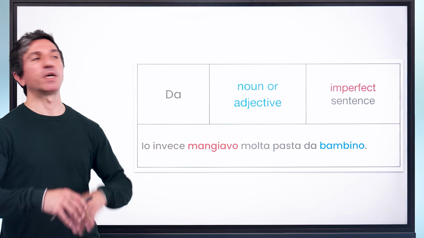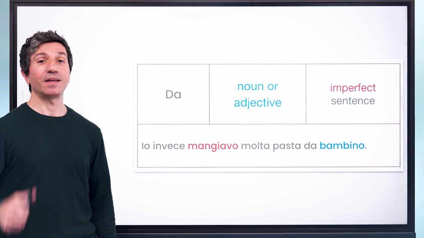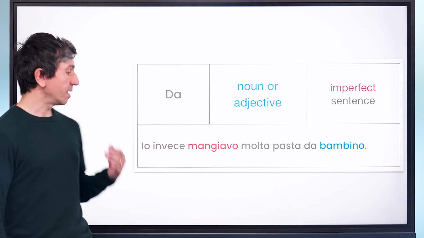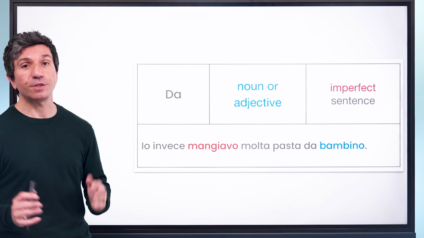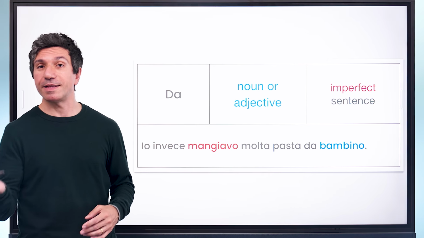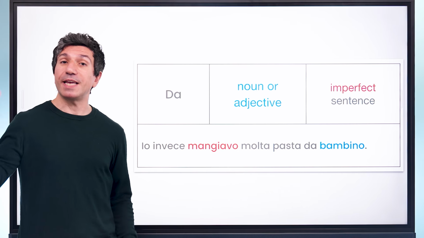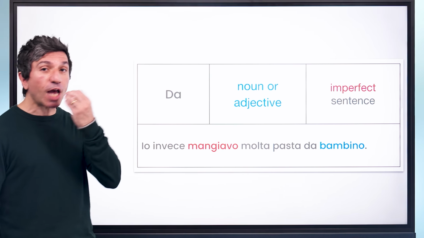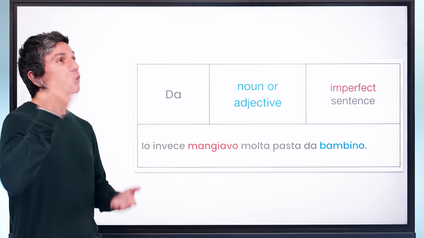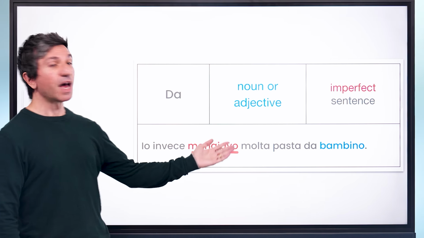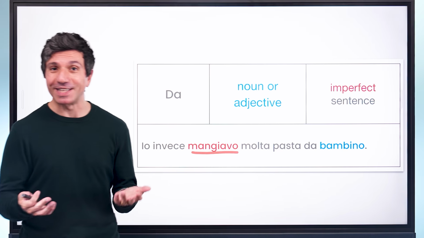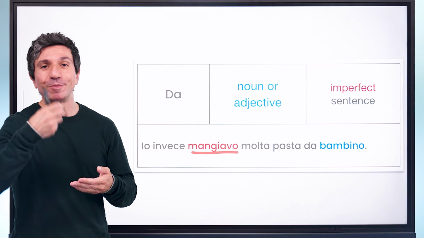Io invece mangiavo molta pasta da bambino. I, on the other hand, used to eat a lot of pasta as a child. Io means I, the subject of the sentence. Invece means instead or on the other hand, showing contrast with what was said before. Mangiavo is the first person singular of mangiare in the imperfetto, meaning I used to eat. Molta means a lot or much. Pasta means pasta, the object of the verb mangiavo.